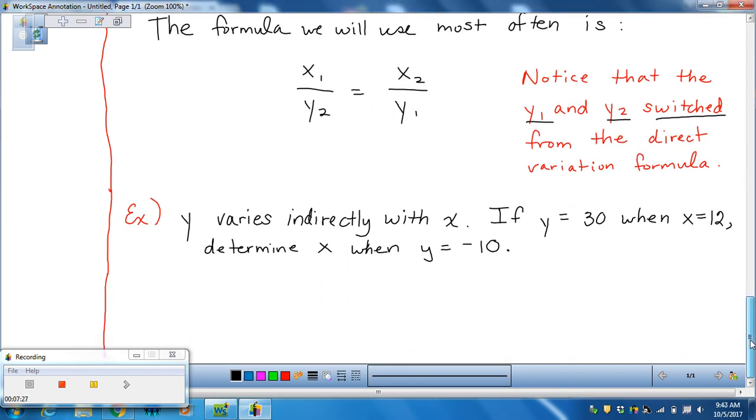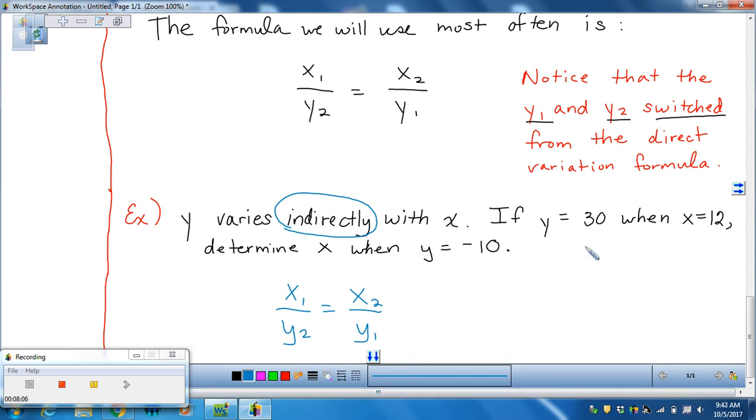And our example says y varies indirectly with x. If y is 30 when x is 12, determine x when y is negative 10. So let's go ahead and set this problem up and solve it. So the first thing I'm going to do is go circle that word. Because I'm using indirect variation, I need to use this second formula, which is x1 over y2 equals x2 over y1.